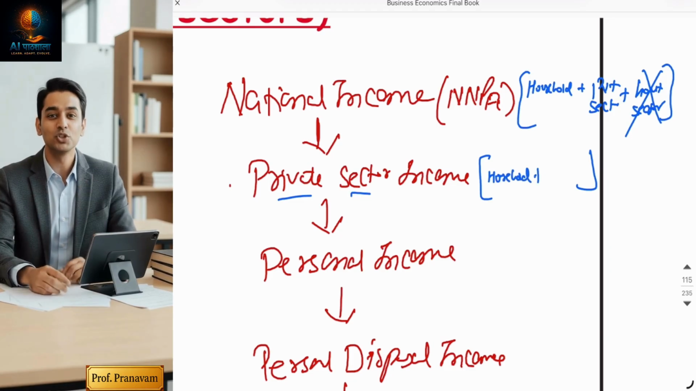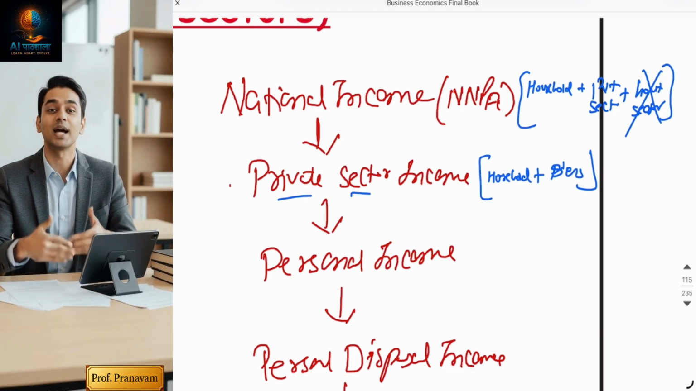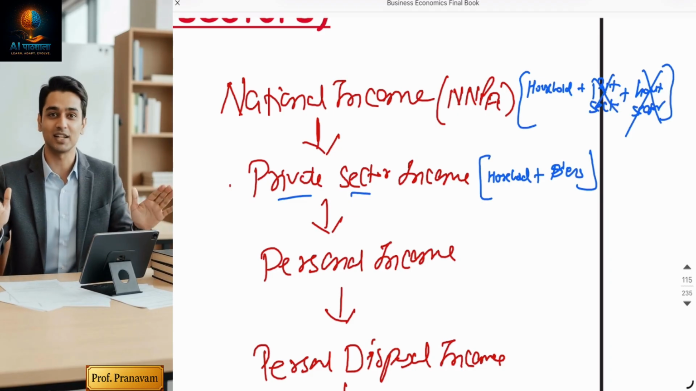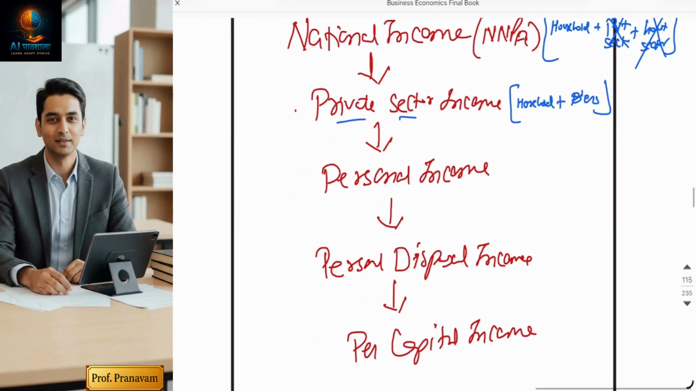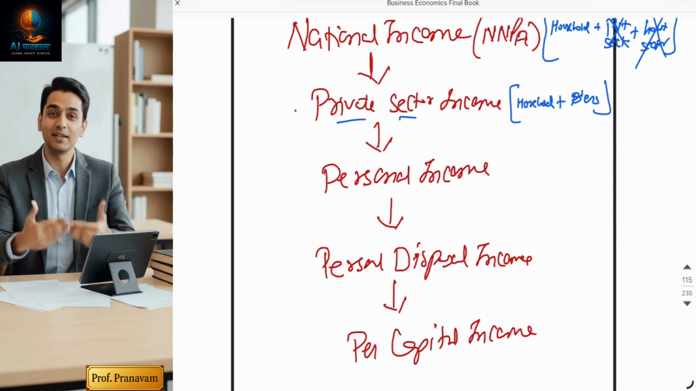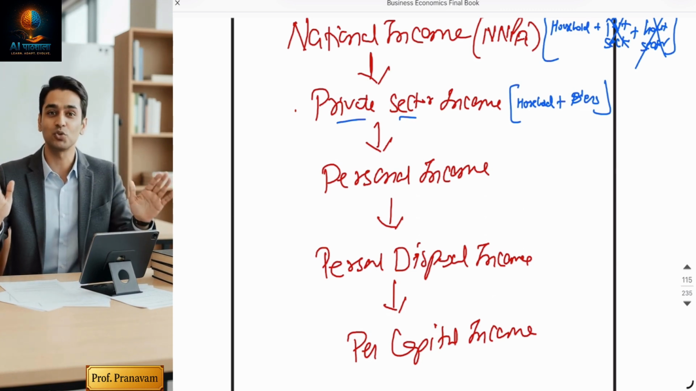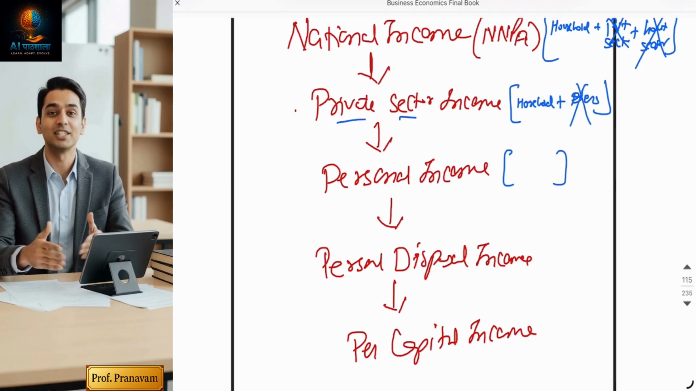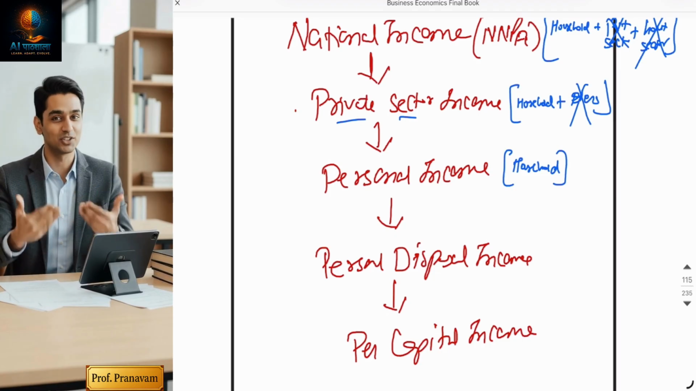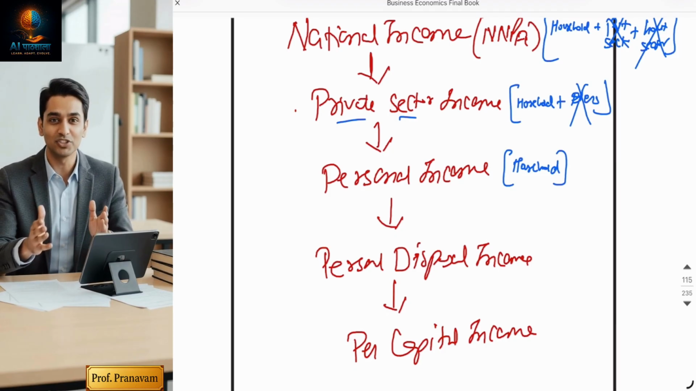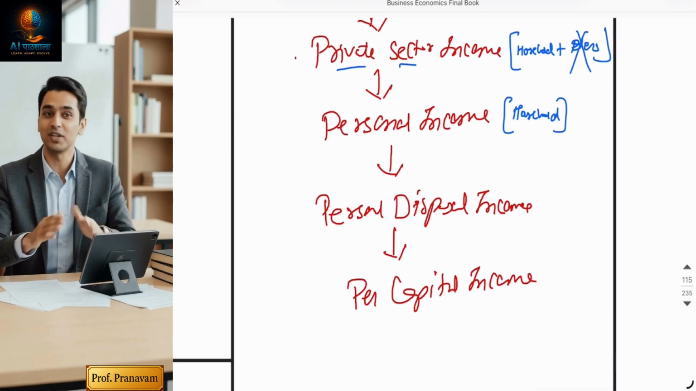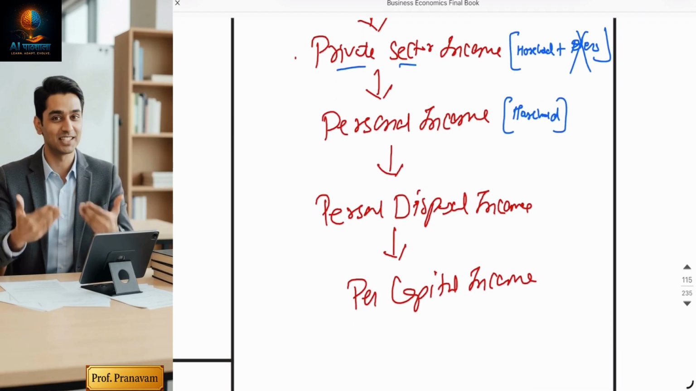It means we need only household income and business income. It can be private and public. Here I'm writing business sector. Then we need personal income. Private sector income is broader as compared to personal income, which is narrower. From here, just remove business income. Only household income will be called personal income. We are households, you, me. If you try to calculate your own individual income, it's a personal income. And then from personal income, you'll get personal disposable income. What it is, I'm going to explain later.